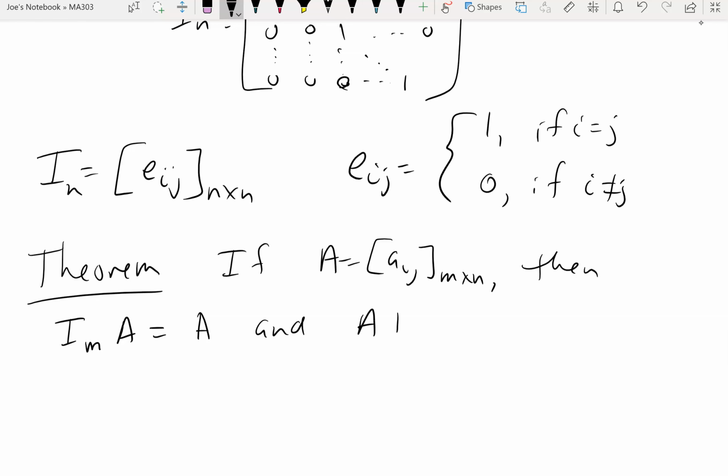the following. If I have an m by n matrix A, then if I multiply on the left by the m by m identity matrix, I get A back again. And if I multiply on the right by the n by n identity matrix, I also get A back again. I have to be careful with size, right? If I try to put I_m on the right, it won't work. The dimensions aren't correct.